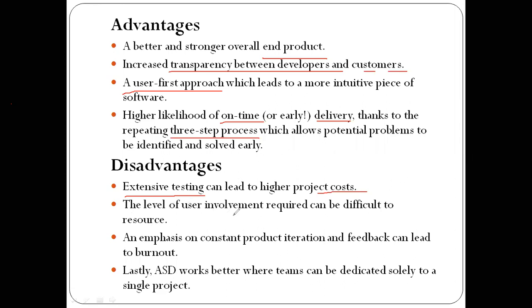The level of user involvement required can be difficult to resource. Sometimes the user involvement is high, so automatically it will be difficult to handle the user requirements. If he asks for developing one feature while developing that project, it's okay, but if he is continuously adding new stories to our work, it is a little difficult to handle those, isn't it? So that is the second one.